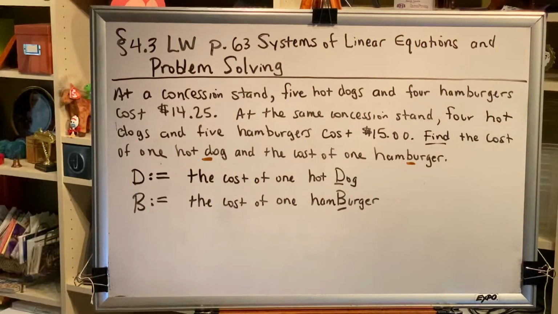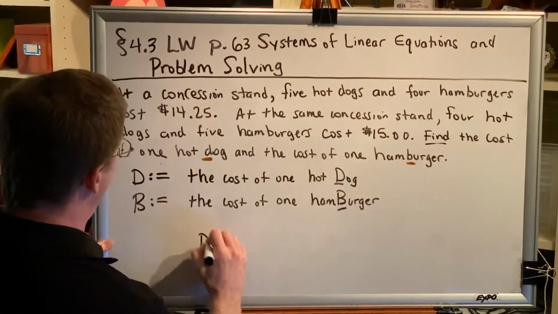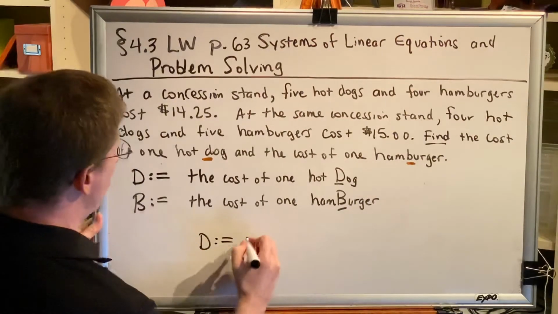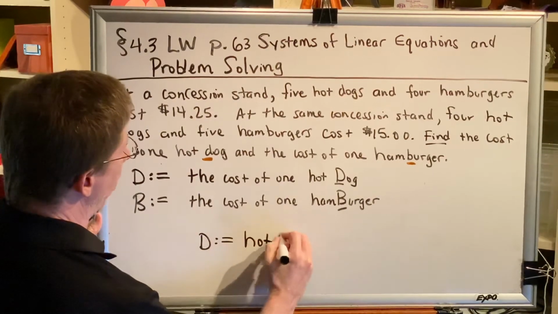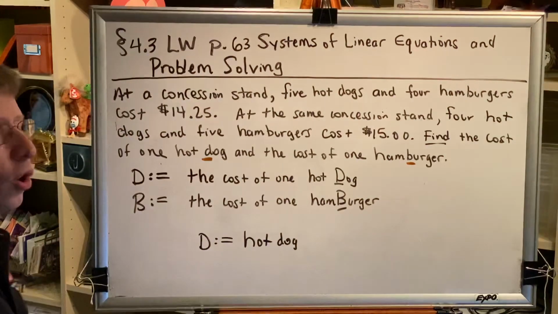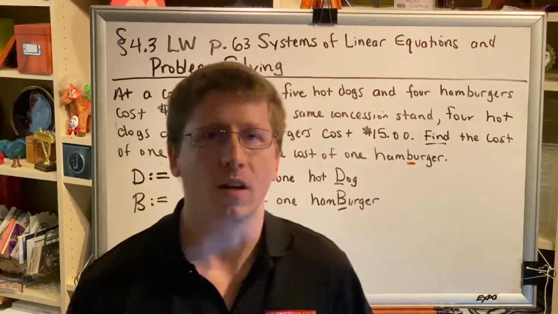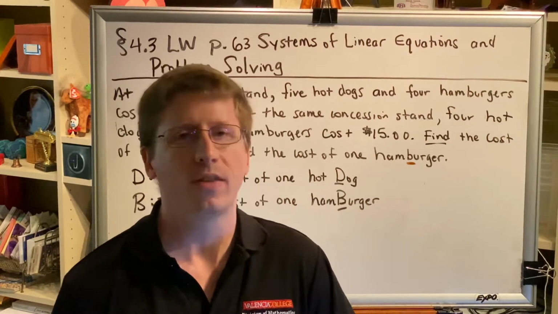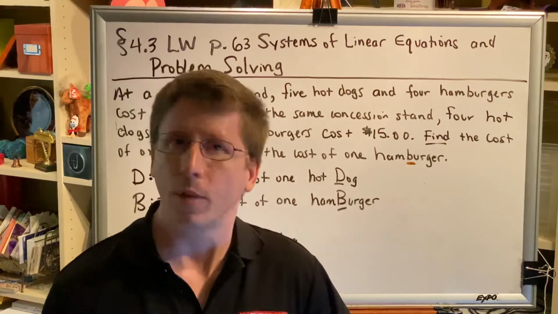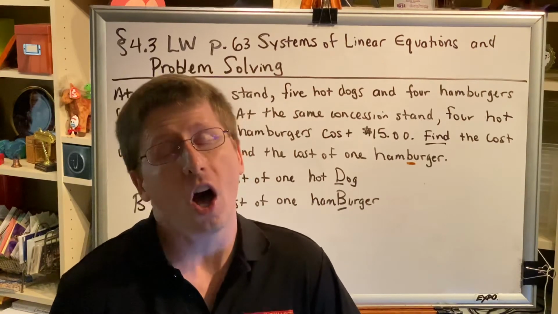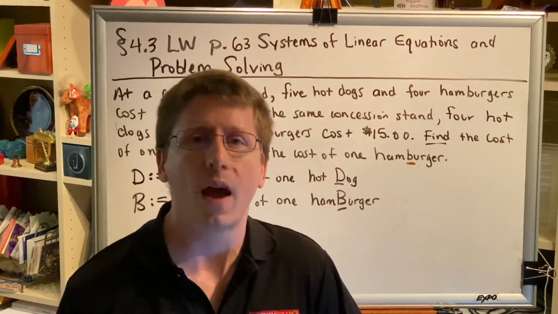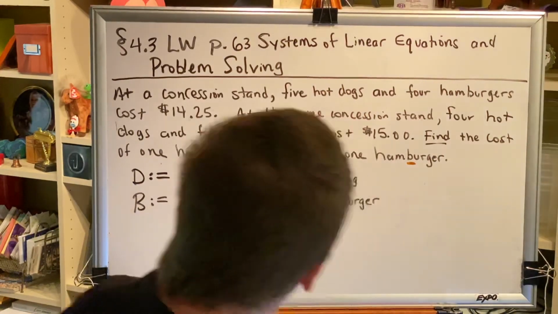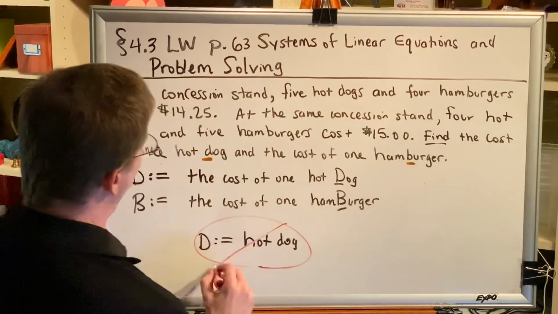These are good variable definitions, but I've seen a lot of bad variable definitions as well. For example, I've seen some students say, D is defined as hot dog. No, that is not a good variable definition. It doesn't tell me what I'm looking for. What am I looking for? Hot dog. Well, that's on aisle 7. No, that's not what I'm looking for. What I'm trying to find is the cost of a hot dog, the price of a hot dog. Your variable definition needs to indicate what it is that you are trying to find in the problem.